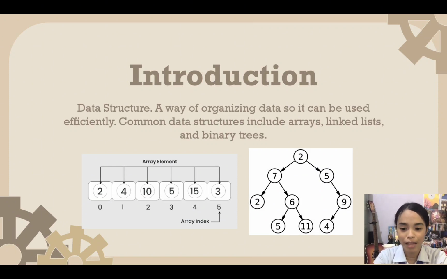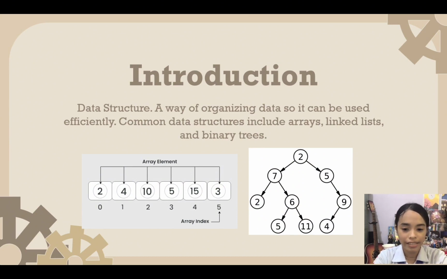For example, the image on the left side is an array. An array is like a list where items are placed in a specific order and you can quickly access any item by its position in the list. It's like having a row of labeled boxes where you can easily find what you need.